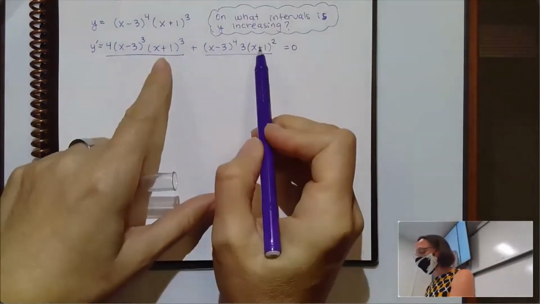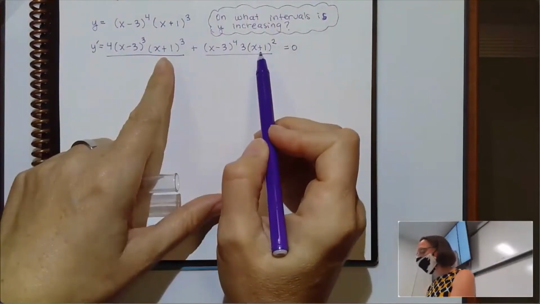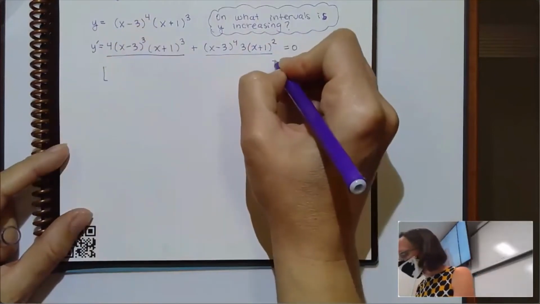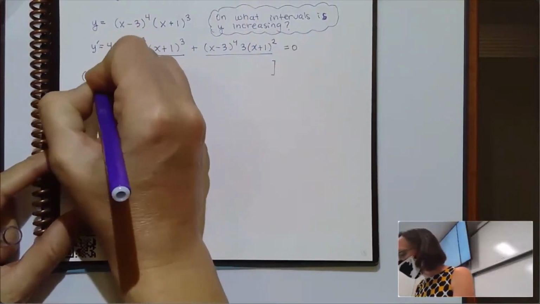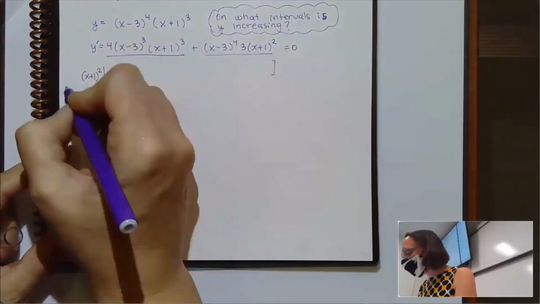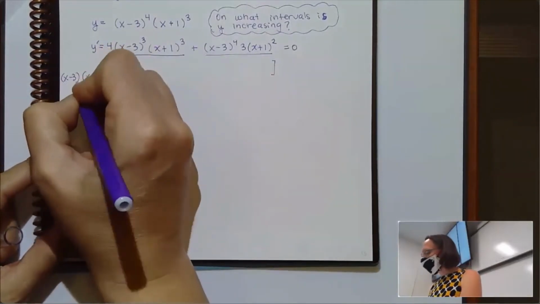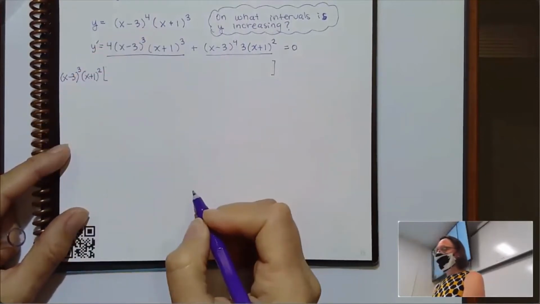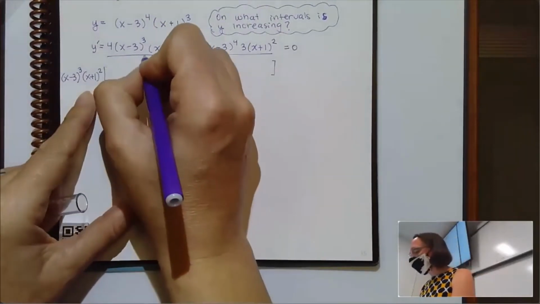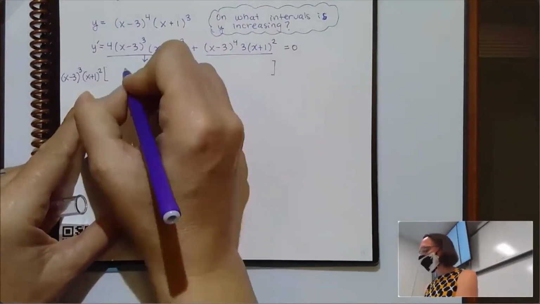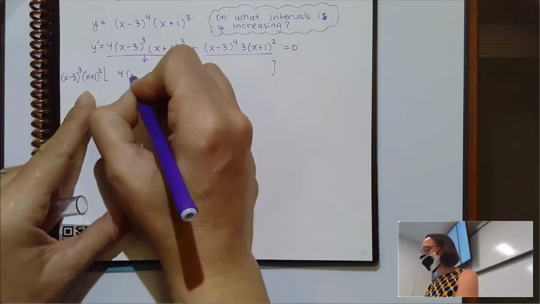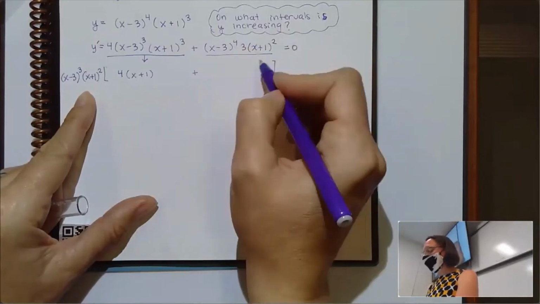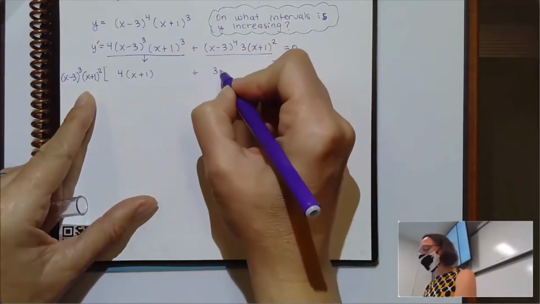Let's see, they both have some (x plus 1)s. In fact, they both have an (x plus 1) squared. And they both have some (x minus 3)s. Yep, they both have an (x minus 3) to the third. And when I pull all of that stuff out of my first part, I'm left with a 4 and an extra (x plus 1). And when I factor all of it out of the second piece, I'm left with a 3 and the extra (x minus 3).